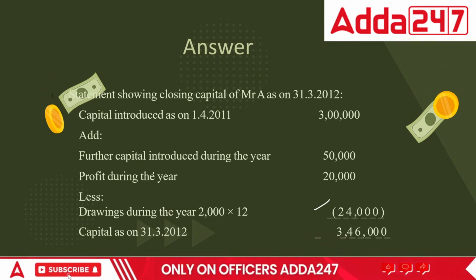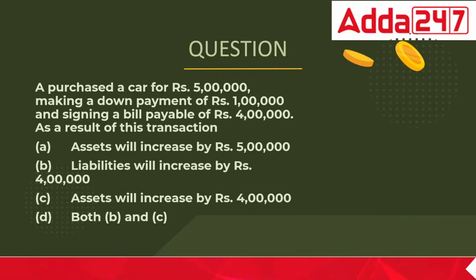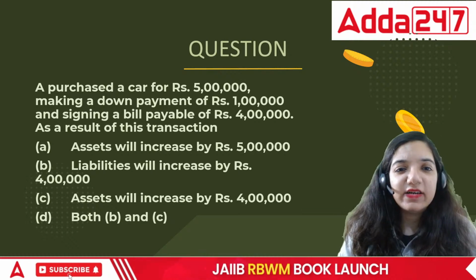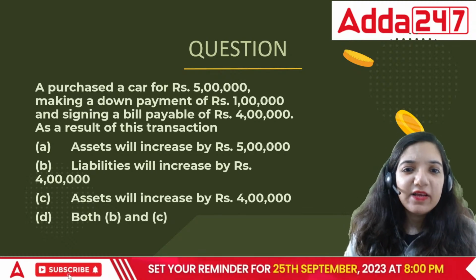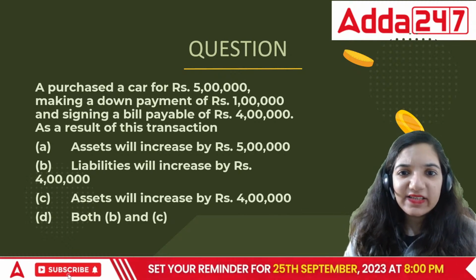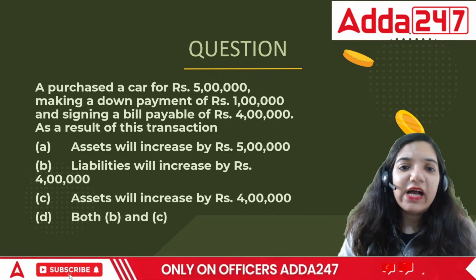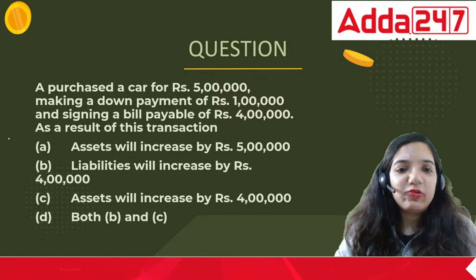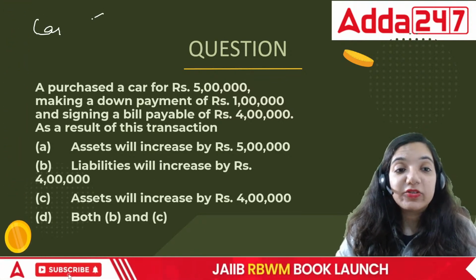Next question. So this is another trick question, everyone. This question says that a purchaser of a car 5 lakh, making a down payment of 1 lakh and signing the bill payable of 4 lakh. As a result of this transaction, what is going to happen? See, everyone, I bought a car. My car is worth rupees 5 lakh.